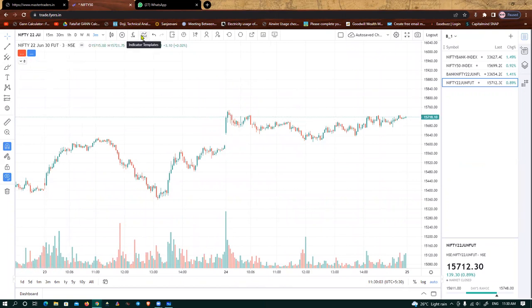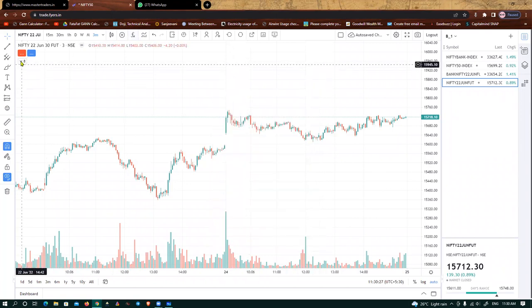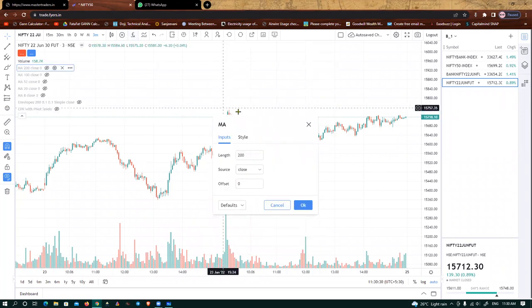Say if you must go to the indicators, and there you must type moving average or average. So there you will get this option. If you click on that, you will be getting this kind of pop-up. There you must give the value of moving average you are looking for.